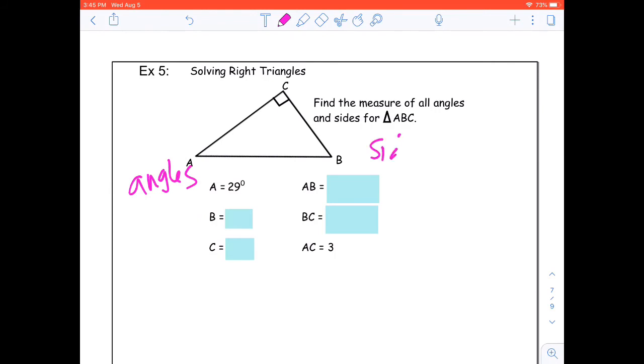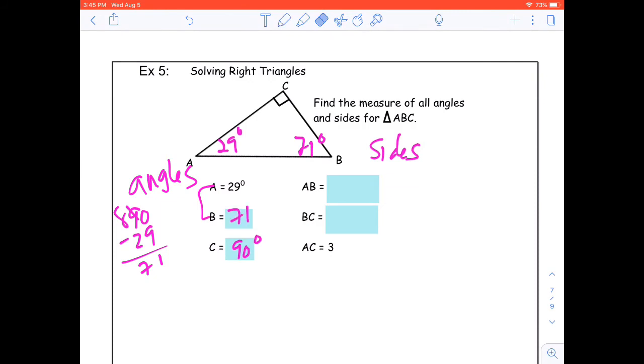and all sides. So they tell us that A is 29 degrees. We know that C is 90 degrees. So all three angles have to equal 180. A and B specifically, if you use the complements theorem, they have to be complementary. So if I take 90 minus 29, we end up that angle B is 71 degrees.